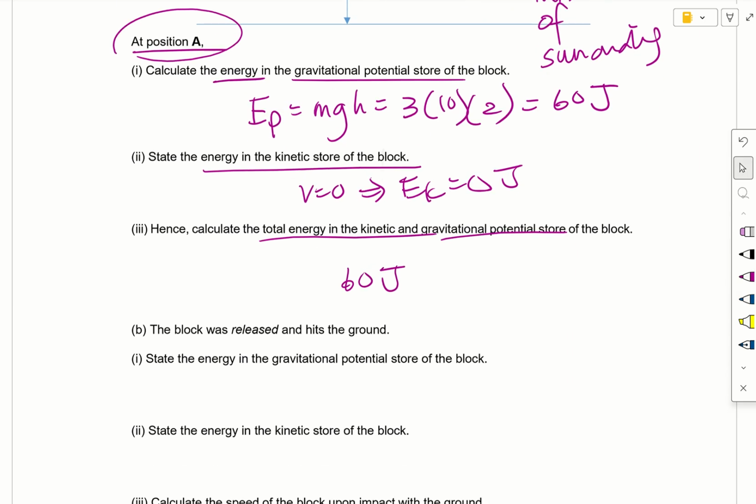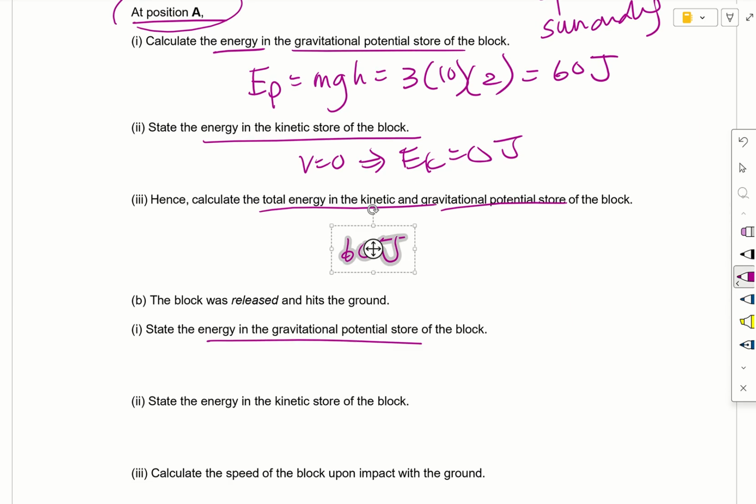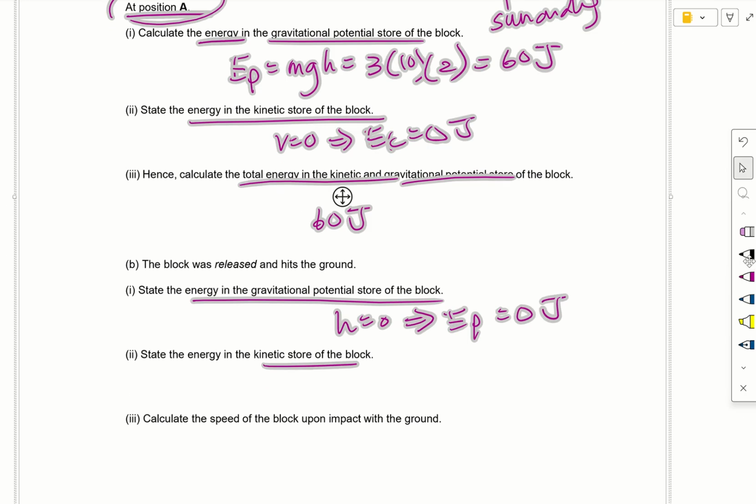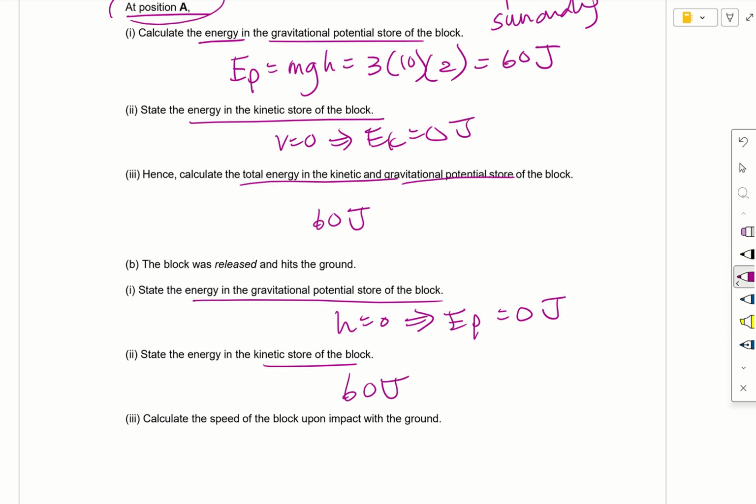So now the block is released and hits the ground. State the energy in the gravitational potential store. When it hits the ground, the h is 0. Therefore, EP equals 0 joules. Now state the energy in the kinetic store. Because the energy has been transferred to the kinetic store just before hitting the ground, EK equals 60 joules.